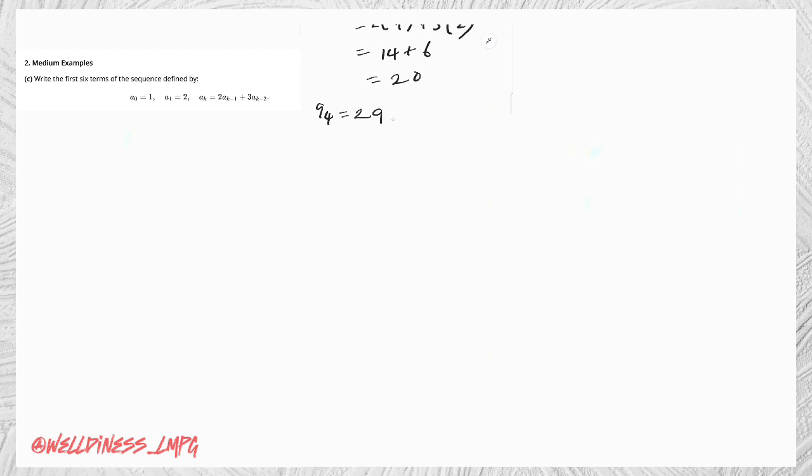Now, for us to find our A4, all we have to do is substitute 4 everywhere we have K. So that will give us 2A(4 minus 1) plus 3A(4 minus 2). And we know that 4 minus 1 will give you 3, and 4 minus 2 will give you 2. So that will leave us with 2A3 plus 3A2. And we know that our A3 is 20, we just solved for it. And our A2 is 7, we solved for that earlier. So that will be 2 times 20 plus 3 times 7. So that will give you 40 plus 21. That means our A4 is equals to 61.